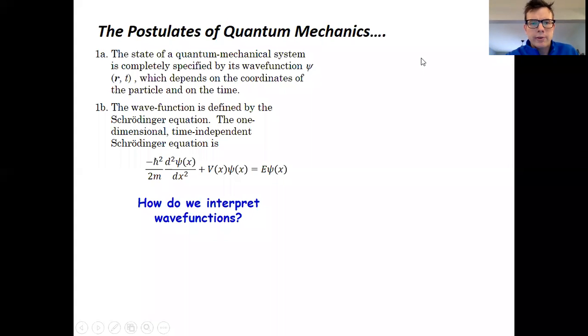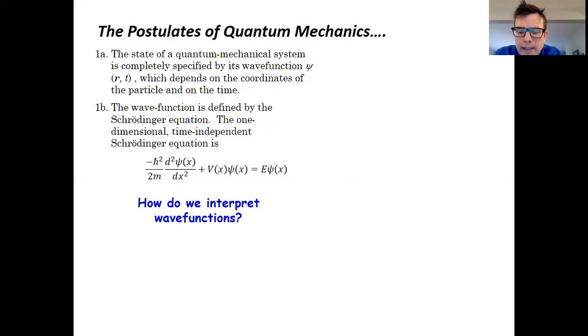Okay, we're continuing our discussion of the postulates of quantum mechanics. In the last video, I talked about postulate 1, which introduced the wave function and the Schrodinger equation. What I want to talk about in this video is how we interpret wave functions. And you might be surprised to learn that the answer is not necessarily obvious. There are multiple perspectives. There's not necessarily one correct answer to this question.